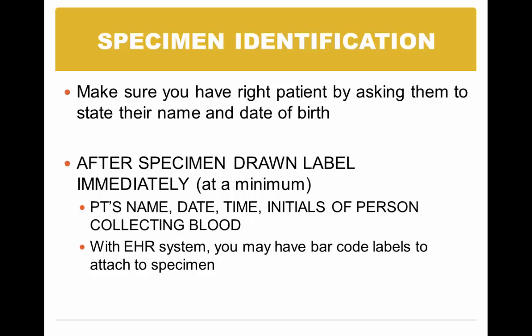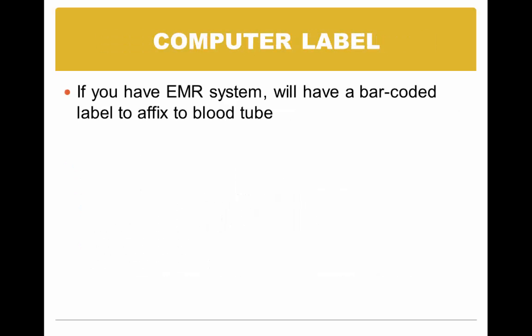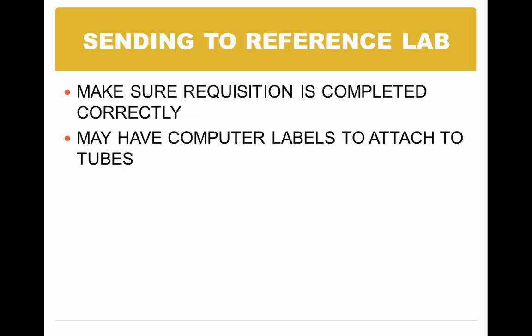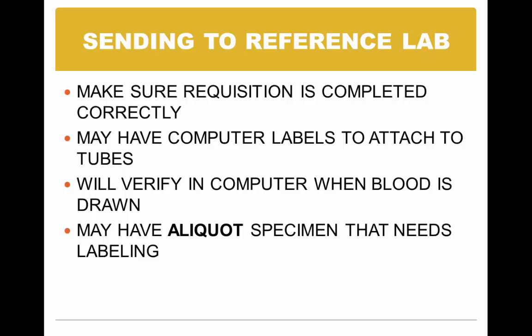You want to label your tubes before leaving the exam room. If you have the EMR system, you could have the barcoded label to affix to the blood tube. Sending to a reference lab, you want to make sure the requisition is completed correctly. Have the computer labels to attach to the tubes. Verify in the computer when the blood is drawn. And you may have an aliquot specimen that needs labeling. Aliquot samples are a portion of a specimen that has been taken for use or storage.